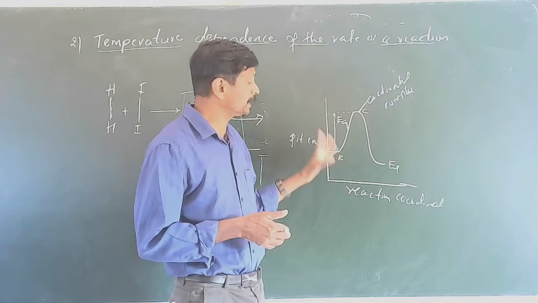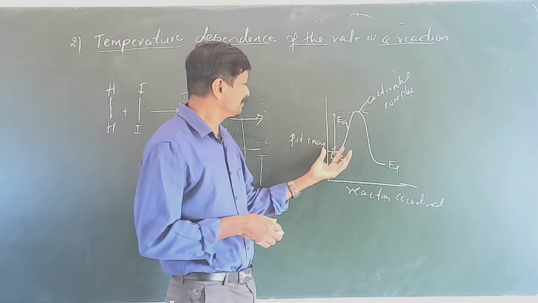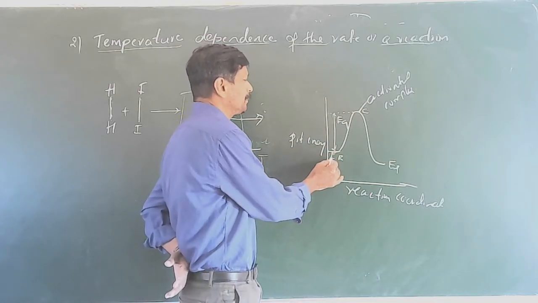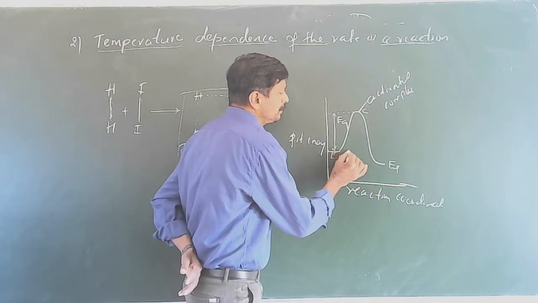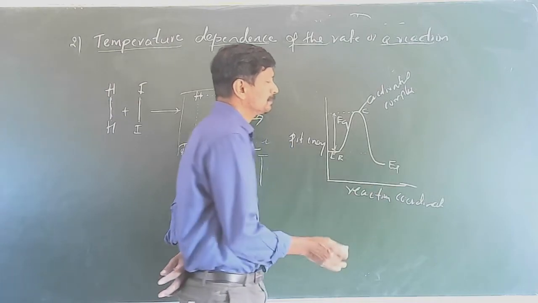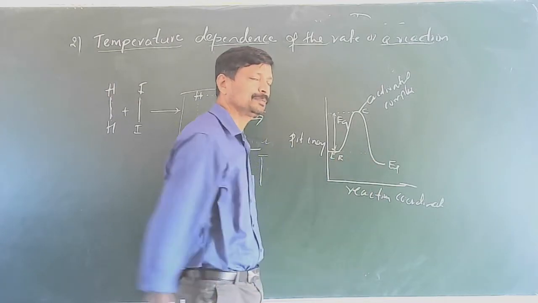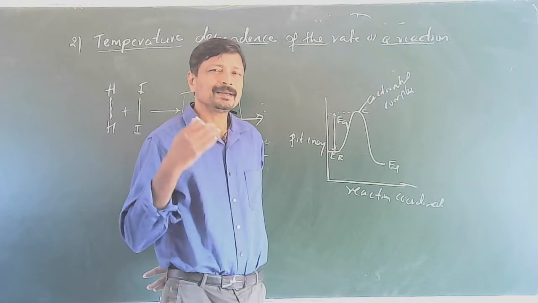So this is the potential energy graph. Last year you studied this in thermodynamics. This is the energy of the reactant and this is the energy of the product. If the energy of the product is less than the energy of the reactant, it is an exothermic reaction.